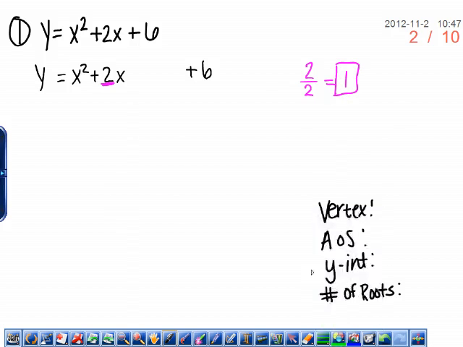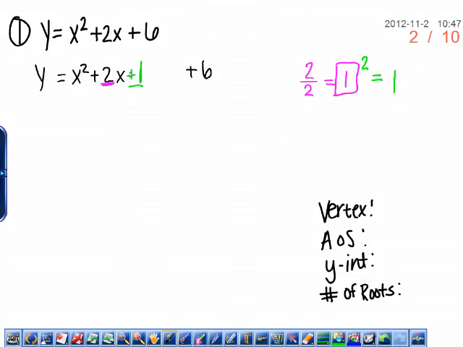Let's go through the process, and then I'll explain how it worked. Half the b value, then we box it. Now we're going to square it. What's 1 squared? 1. This number that you get right here, this 1, now we're going to write it back into our equation. So it's a positive 1, so I'm going to put plus 1.